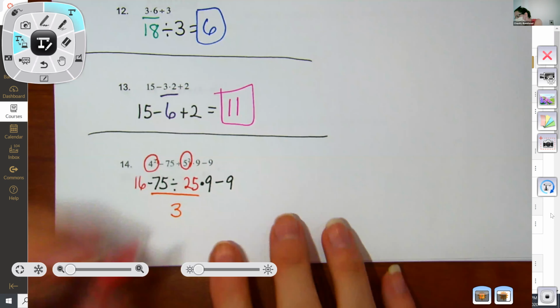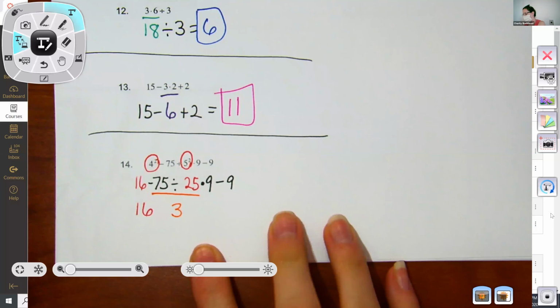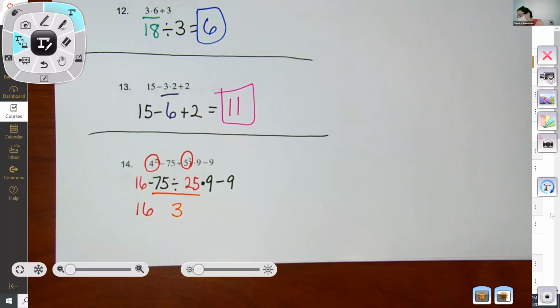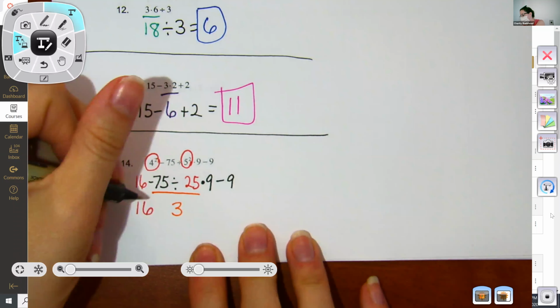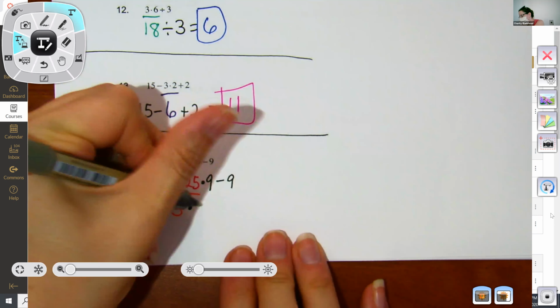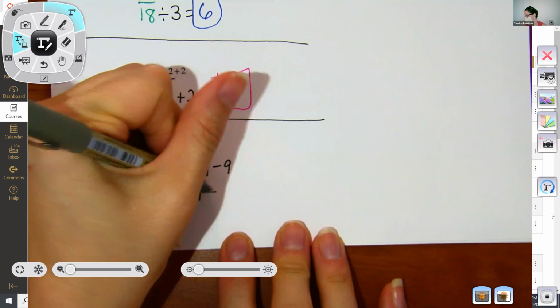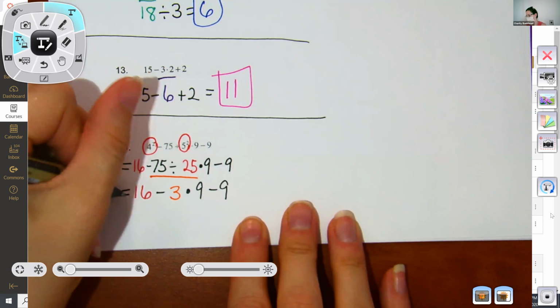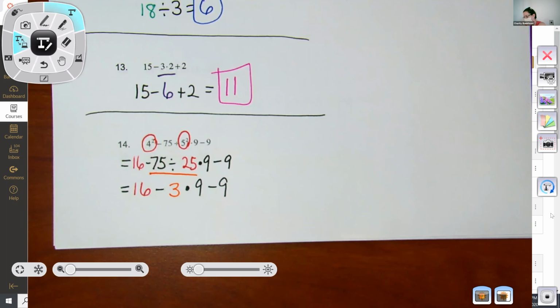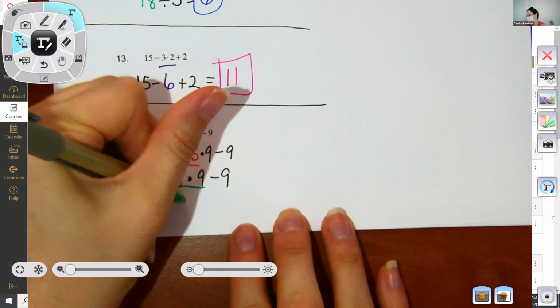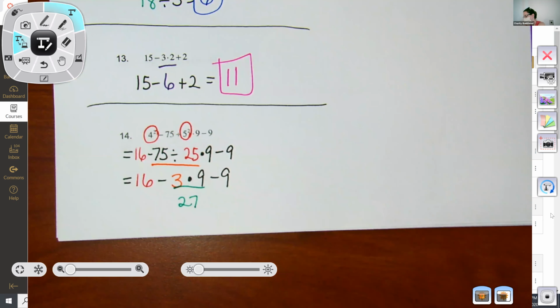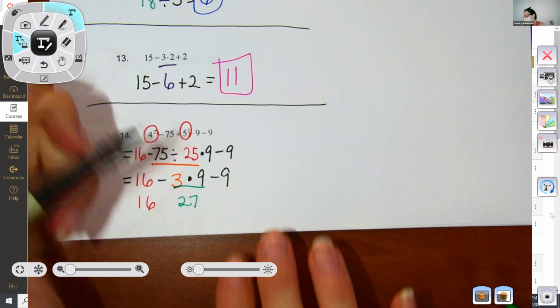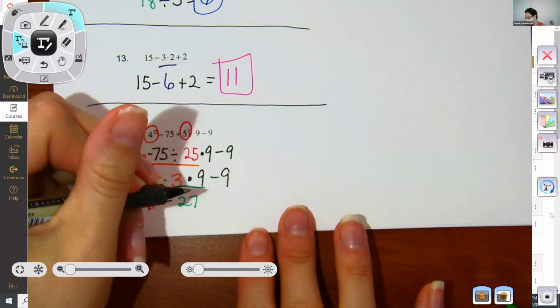All right, 16. So that'll be 16 minus 3 times 9 minus 9. All right, and then I need to multiply. 3 times 9 is going to be 27. Bring the rest of it down. So I've got 16 minus 27 minus 9.